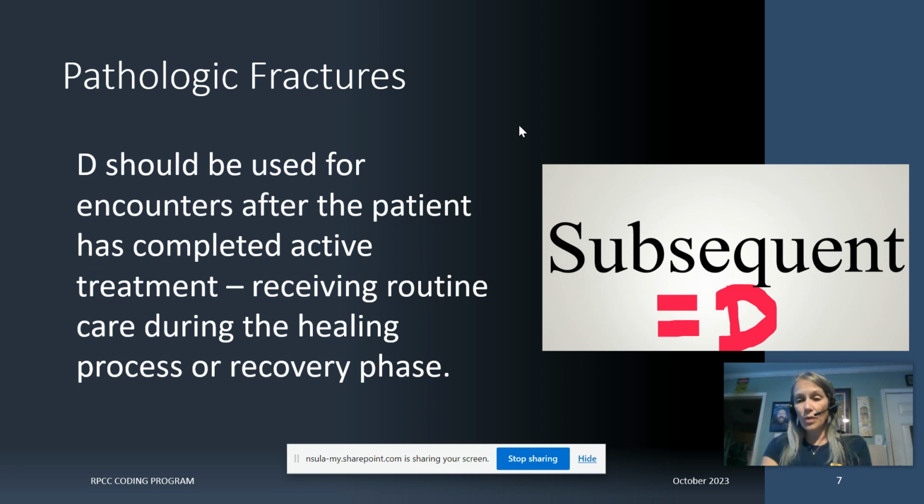So that active treatment doesn't just happen one time. So it could be that they could be seen two, three, four times for that active treatment. But then once that active treatment has been complete and they're being seen for a healing process or recovery phase, then that's when we're going to code the D in that seventh digit.